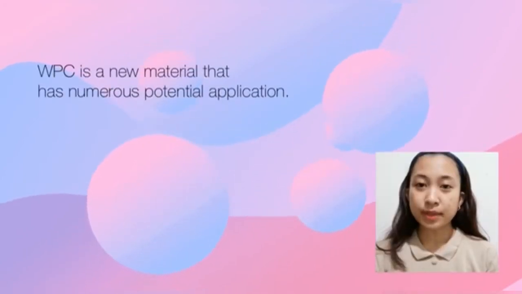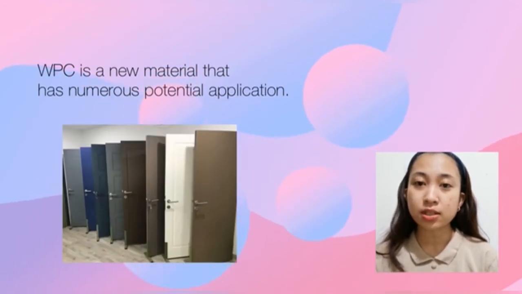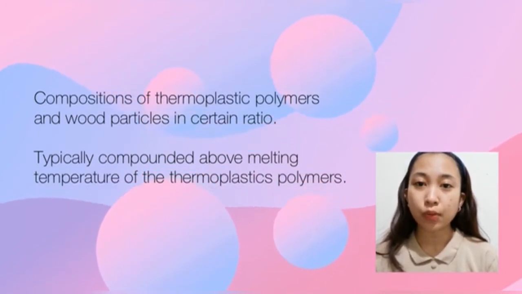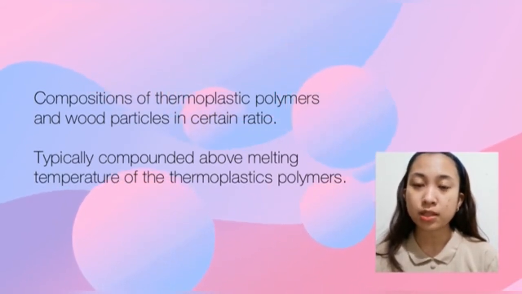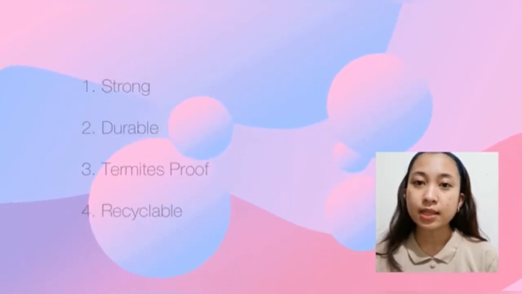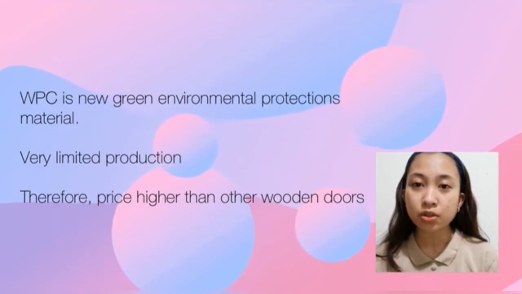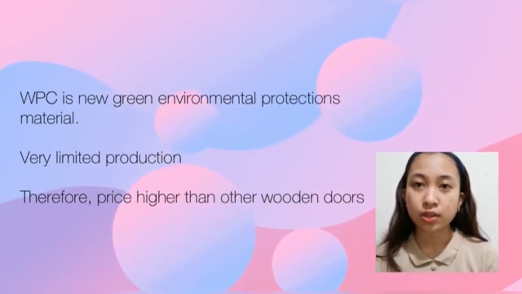Wood plastic composites, or WPC, is a moderately new material that has numerous potential applications. These are compositions of thermoplastic polymers and wood particles in a certain ratio. They are typically compounded above the melting temperature of the thermoplastic polymers. WPC is strong, durable, termite-proof, and recyclable. This is environment-friendly. Wood plastic is a new green environmental protection material. Its production is very limited, so its price in the market is more expensive than other wood doors.